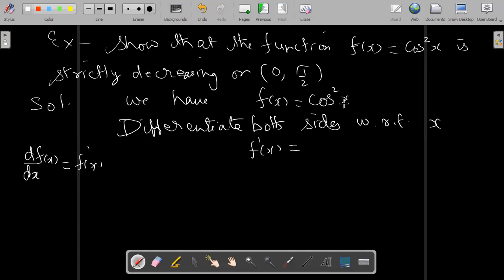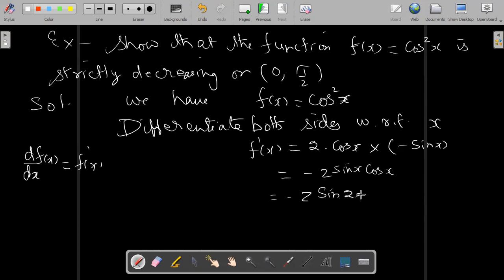So the differential of square, as I told you, is n x to the n minus 1, so 2 into cos x, chain rule, into the differential of cos x, which is minus sin x. Okay, this we have done. So you are getting minus 2 sin x cos x, and the formula is 2 sin x cos x is equal to sin 2x. So minus sin 2x.